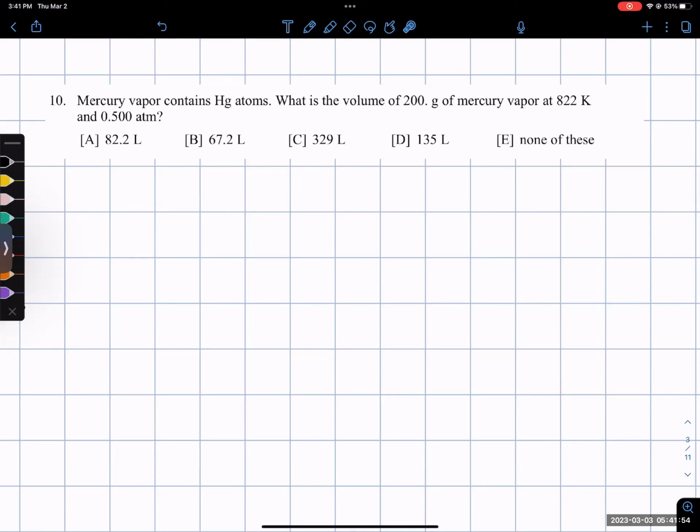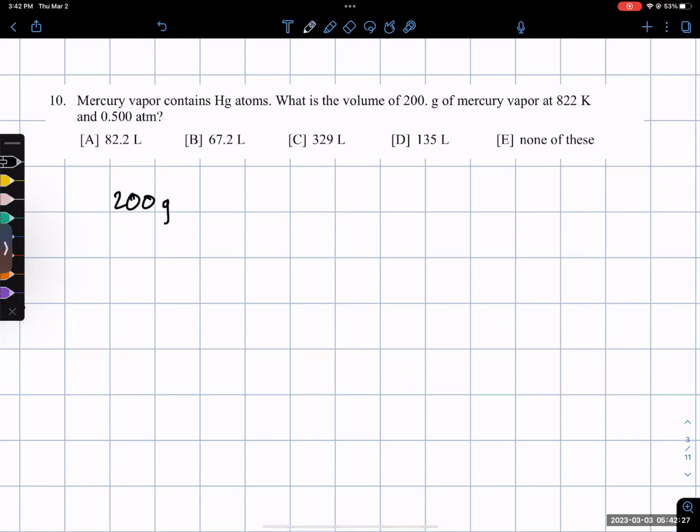All right, Rich, time's up. Time is up. Time to be a TA, projected one. All right, mercury vapor contains mercury atoms.